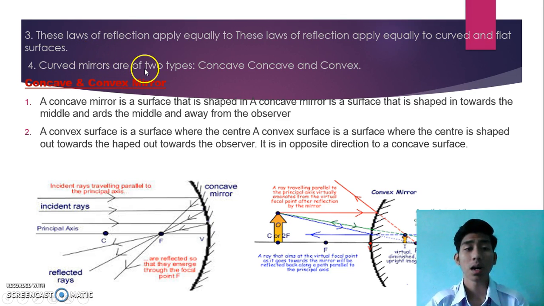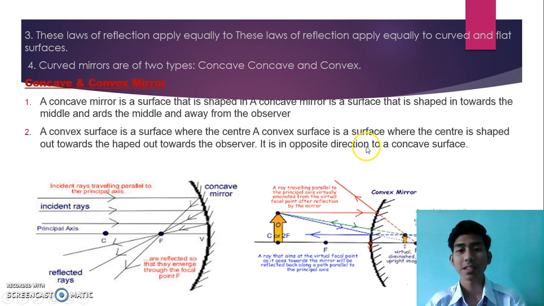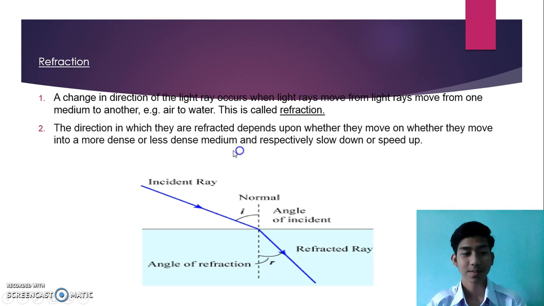Curved mirrors are of two types: concave and convex. A concave mirror is a surface that is shaped inward, arcing in the middle and away from the observer. A convex surface is a surface whose center is shaped outward, towards the observer. It is in the opposite direction to a concave surface.